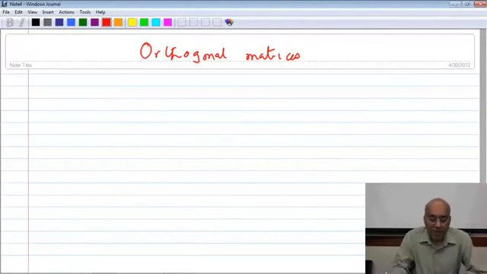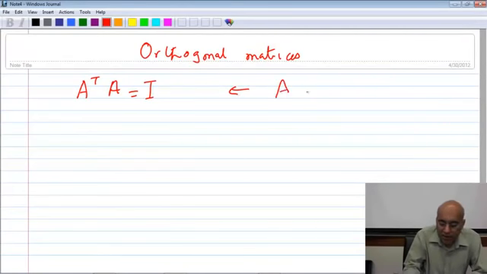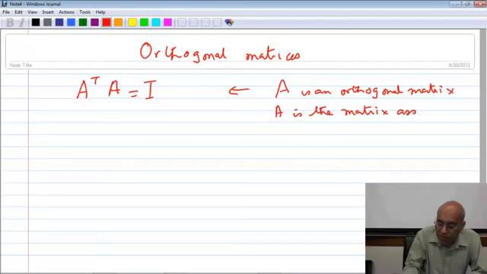Hello again. So in the last lecture we studied the definition of an orthogonal matrix, and an orthogonal matrix was defined by this condition: A transposed A equals I, and A is an orthogonal matrix, or we can say A is the matrix associated with an orthogonal transformation.